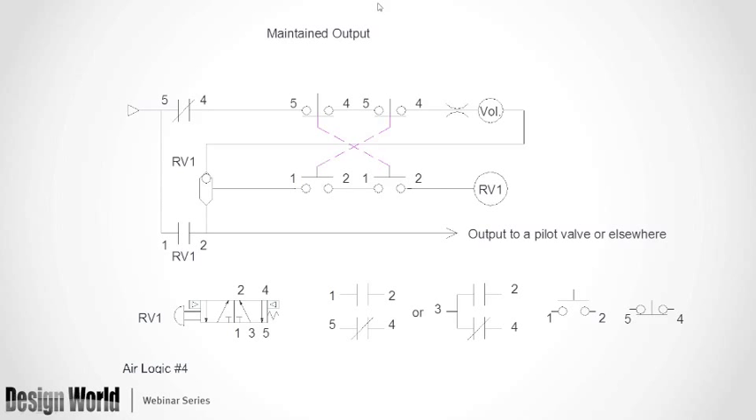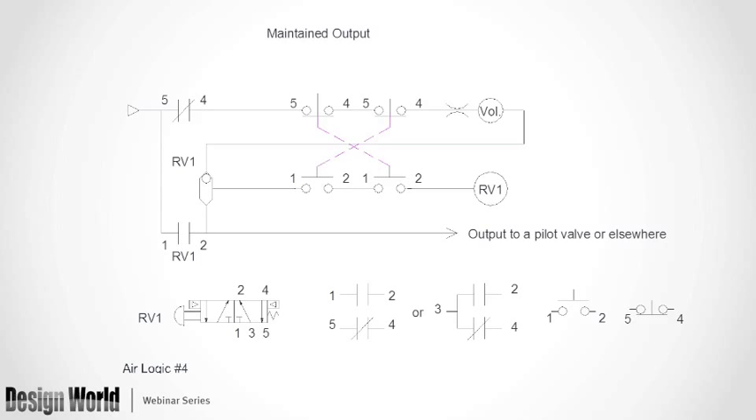And as soon as you let go of either hand here, the air in this pilot is going to exhaust from port 2 back to port 3, and we'll have to start over again. Take your hands off the two buttons and reset. The nice thing with it, there's no button here that we have to reset each time that we're getting ready to do it again. All we have to do is take our hands off the two buttons and push again.